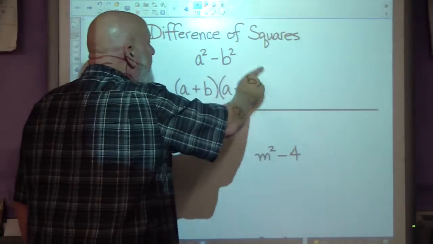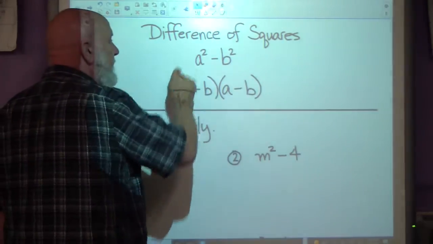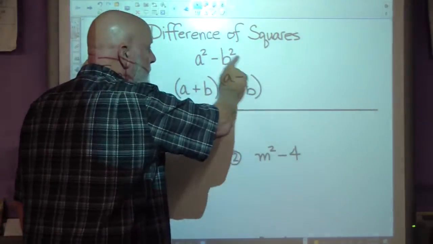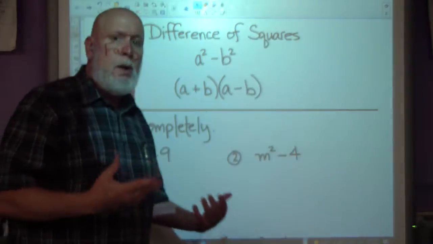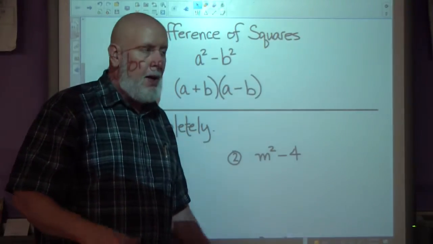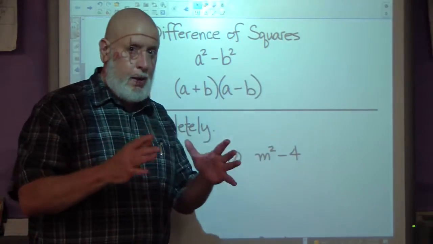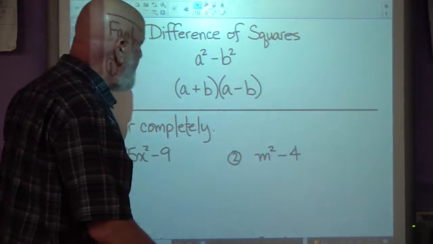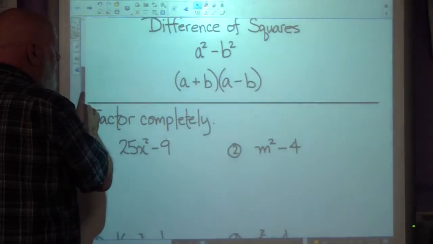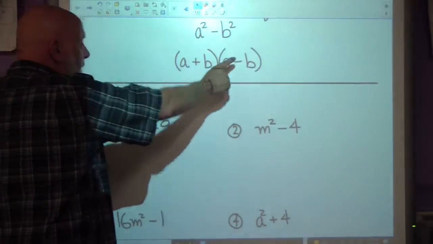This is the pattern, the general case of the difference of squares. We're going to apply this general case to 3 or 4 examples of differences of squares. And hopefully, when you see a difference of squares on the ACT, you'll know how to factor it. It's pretty easy once you get the hang of it. Here we go. I'm going to follow this pattern.